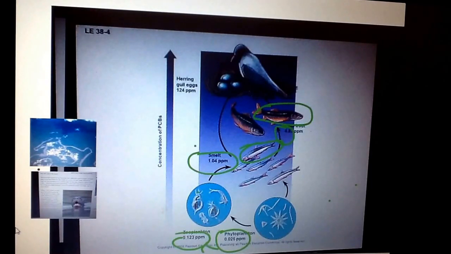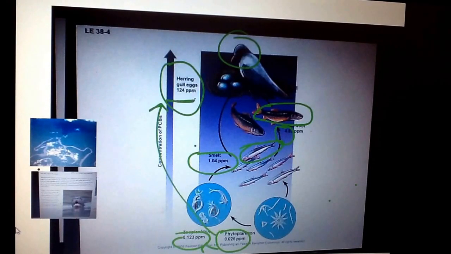The trout gets consumed by a herring, and now the herring lays an egg, and when you measure the amount of that pollution that all started out as 0.02 parts per million in the phytoplankton, we're now up to an astronomical 124 parts per million. That level is potentially dangerous. That's the magnification that happens along the food web, and that's a problem.